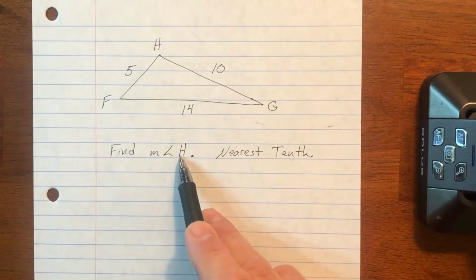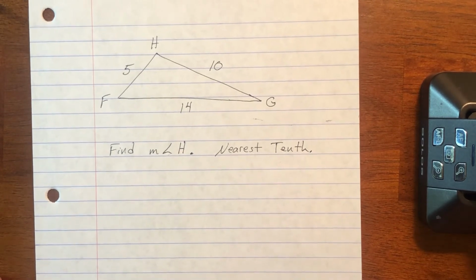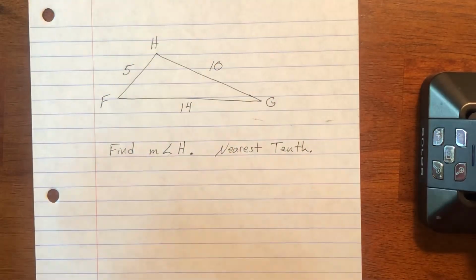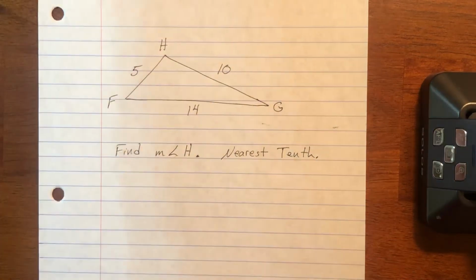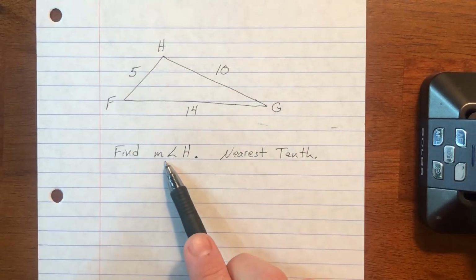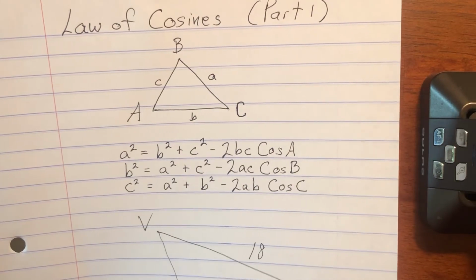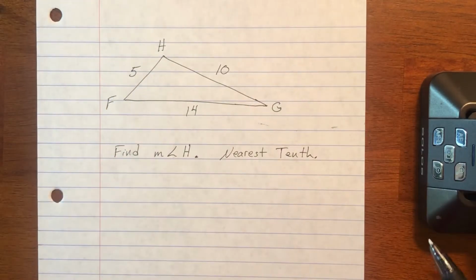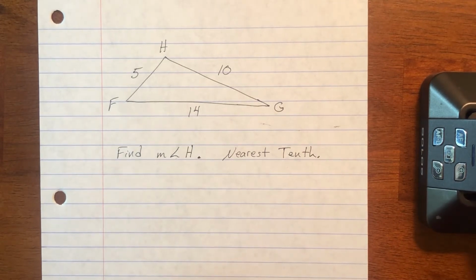Find the measure of angle H, round to the nearest tenth. All right, well that's a little bit different, isn't it? Let's see, how would we do this? In order for us to figure this out, we would need to choose the formula from the law of cosines that has the measure of angle H. Well, our law of cosines only has A, B, and C, so we're going to have to adapt a little bit here. Angle H is up here. Let's see if we can figure this out.